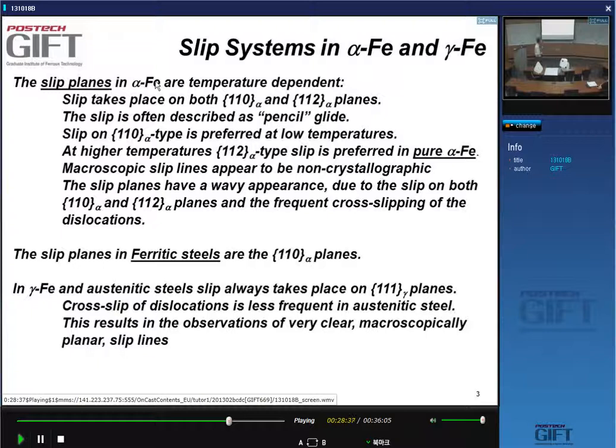However, in alloys, in ferritic steels, the low temperature slip on 110 planes is extended. So we get slip on 110 planes in steels. Now, the fact that you get so much frequent cross slip in the case of BCC means that when you look at deformed steels, you look at the grains, you never see slip lines. You never see slip lines. And the reason is not because you don't have a well-defined slip plane, it's simply because the dislocation cross slips so often.